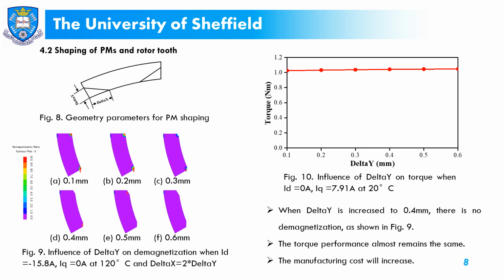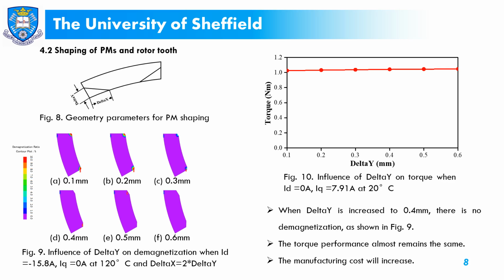The second method is to shape the magnets or the rotor tooth. Figure 8 shows how the magnets are shaped, and the magnet shaping is defined by two parameters, delta x and delta y.